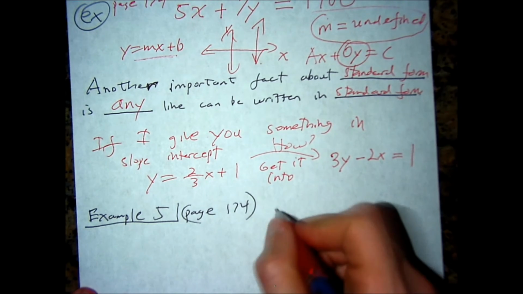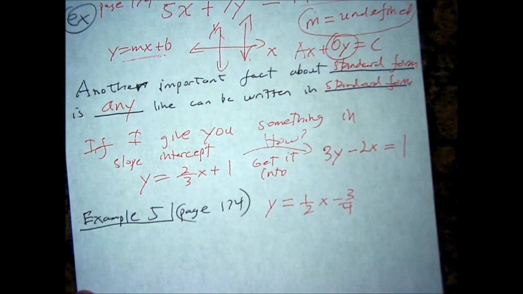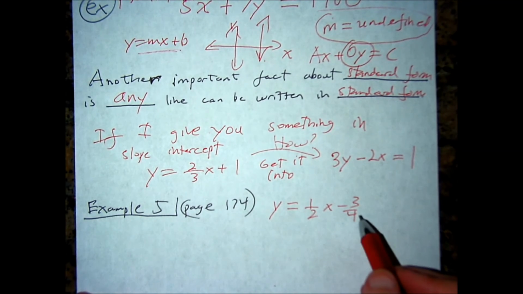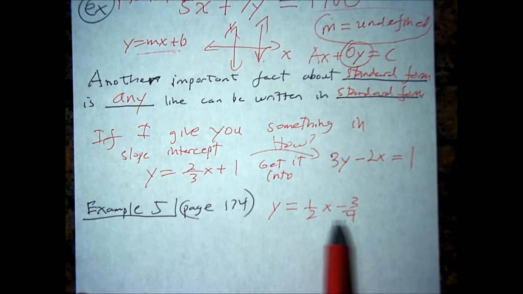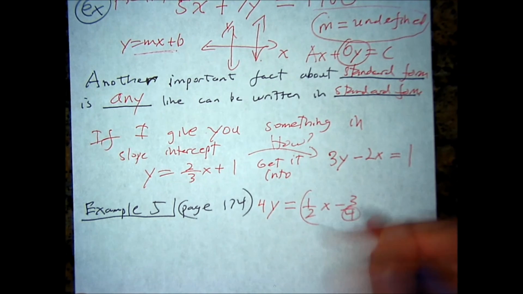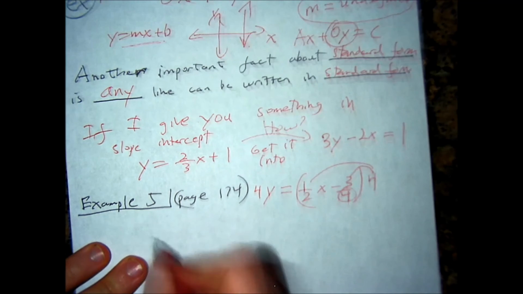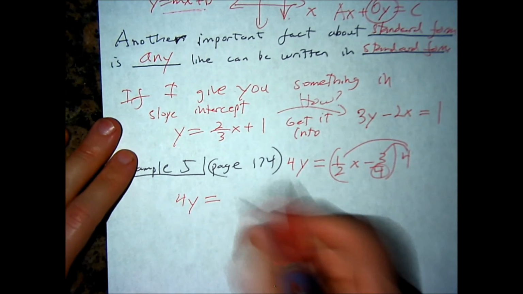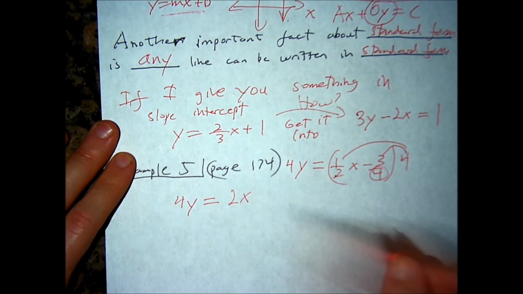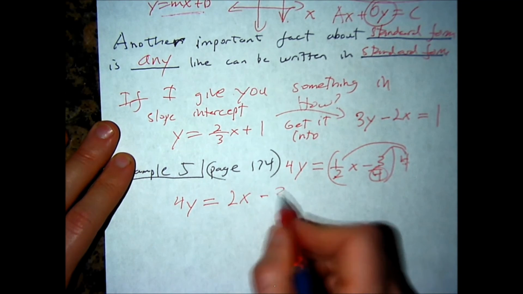So we have y equals 1/2 x minus 3/4. It says write this in standard form. The easiest way to do it is to multiply everything through by the common denominator. And here the common denominator happens to be 4. So let's just multiply both sides of the equation by 4. Okay, and we remember doing this. So we distribute the 4, and we have 4y equals 4 times 1/2. Well, what's half of 4? That's 2. So 2x, and then there's a 4 on the top and a 4 on the bottom, so when I distribute, I just get back a 3, and everything looks a lot nicer.